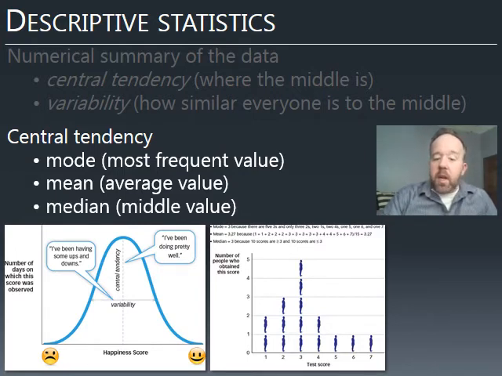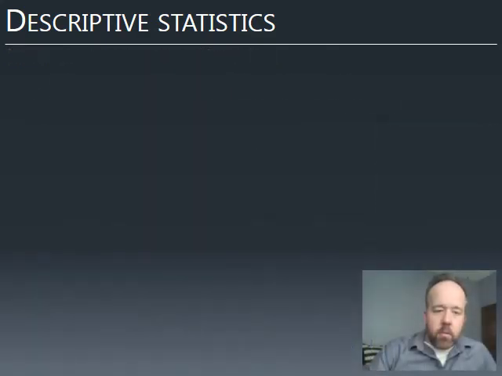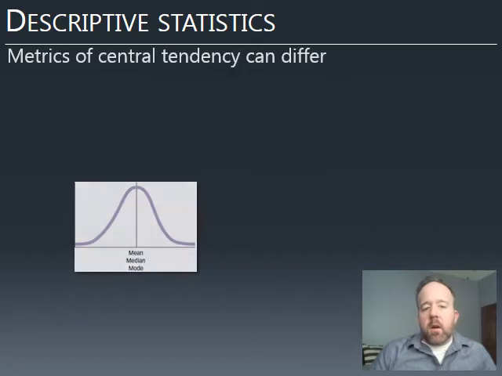In this case, the median is also 3 on the right, because again, if you order all the values, that middle value is 3. And these metrics, as I've already alluded to, can differ. It depends on the shape of that distribution, the shape of that curve.